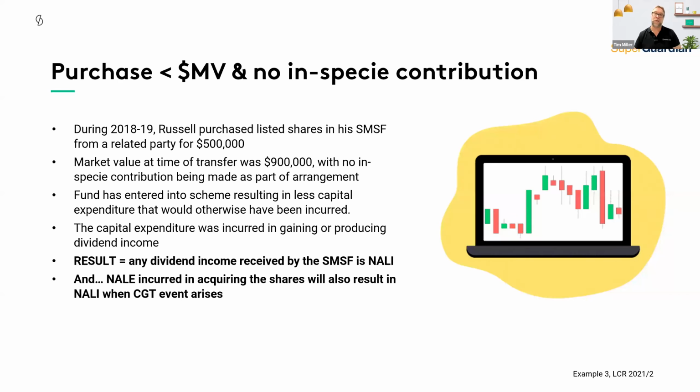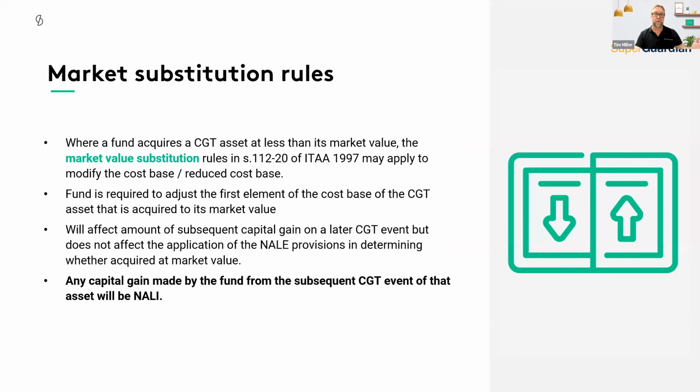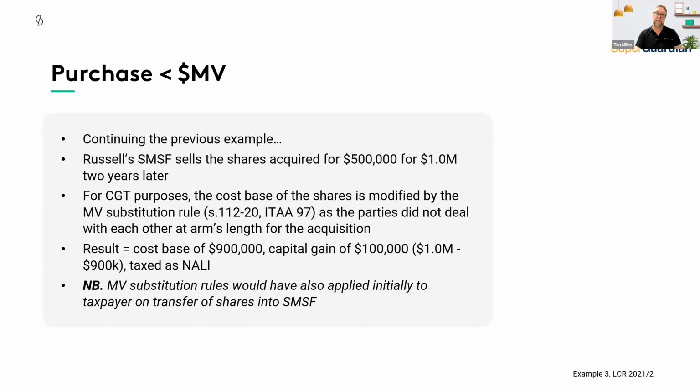But if we did have this transaction occurring, that's going to be gnarly, and the dividend income's going to be gnarly, and all of the CGT on those shares at a later date is going to be gnarly. But what we know is that historically we would incorporate the market substitution rules, right? From a market substitution rule point of view, if we acquire the asset at less than its market value, then we need to modify that cost base. And if we modify that cost base, then that's what our CGT element is calculated on. I'm going to come back and talk about that in a moment.